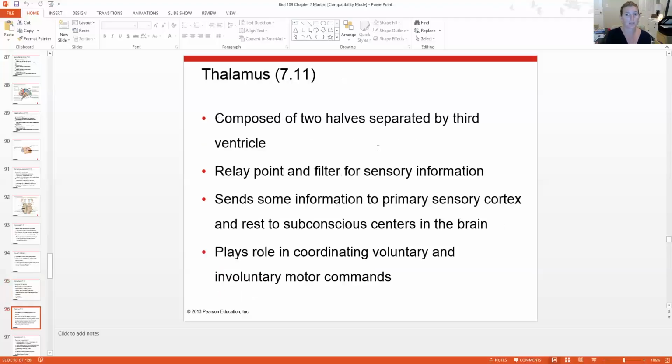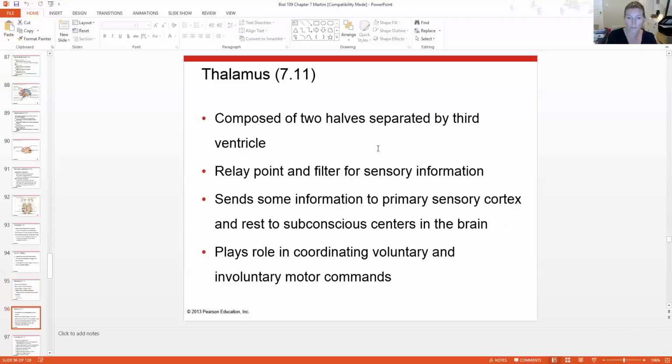Let's talk about the thalamus. The thalamus is actually two halves, separated by that third ventricle. It's a relay point for sensory information. When sensory information comes into the body or into the nervous system, it always goes to the thalamus first, and then the thalamus can send it to wherever it needs to go. It sends the information to the primary sensory cortex or maybe even to the subconscious of the brain.